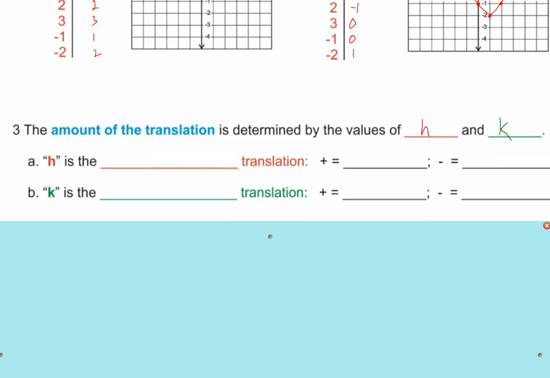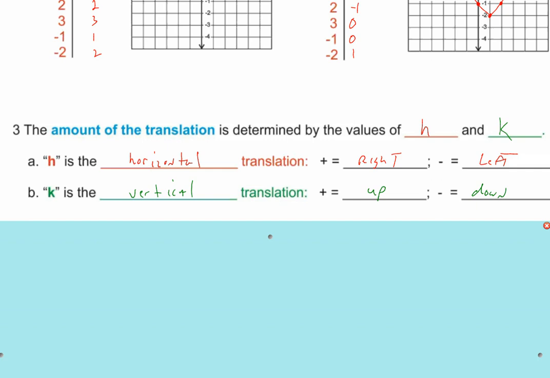It's what we're after. As we've talked about before, h is the horizontal translation. That should be easy to remember, h and horizontal. And remember, when you're going positive horizontally, that's right. When you're going negative horizontally, that's left. The k is the vertical translation. And when you're going positive, you go up, and when you go negative, you go down. All right? Up and down.